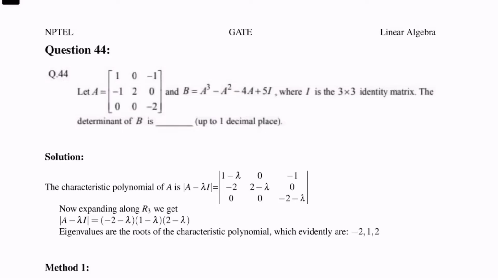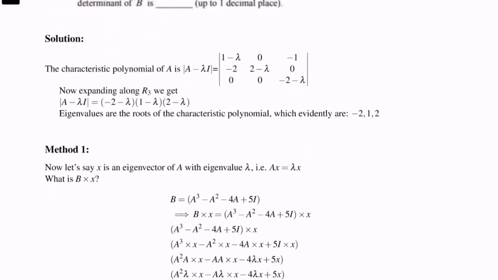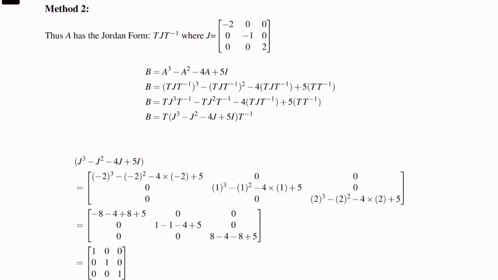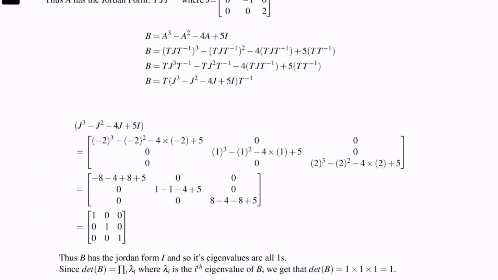So in this question, this is the matrix A, a 3x3 matrix, and B is the following matrix polynomial expression. And we are asked to find out the determinant of B. To find the determinant of B, we can use the following method, where we find the eigenvalues of B, and the determinant of B is the product of the eigenvalues, right?